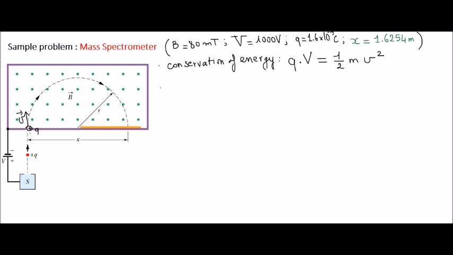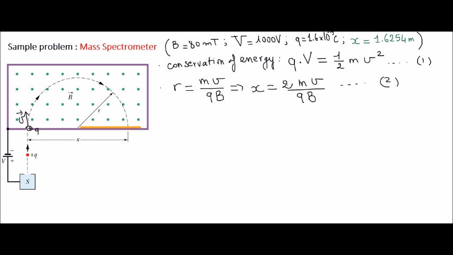Now, the ion will have this speed, and it will enter a magnetic field region. What will happen to the charge? It will be following a circular path, a semicircular path. What is the radius of this path? R is equal to mv over qB. What is the distance x? Well, in the drawing, x is twice r. So x is equal to 2r, so 2mv over qB. So that's my second equation, and the first is the energy equation.